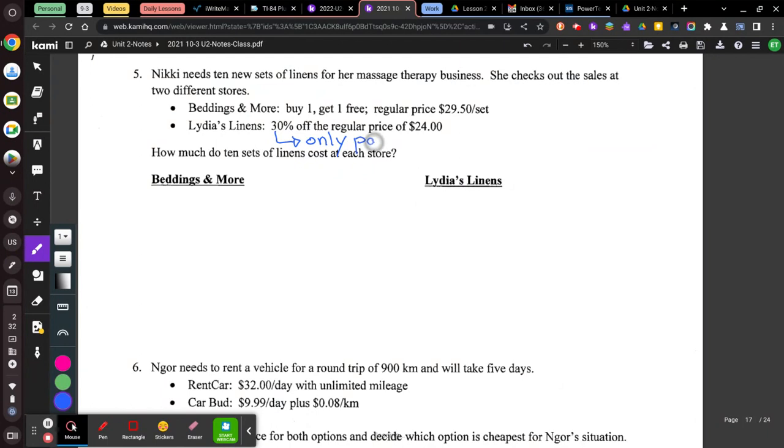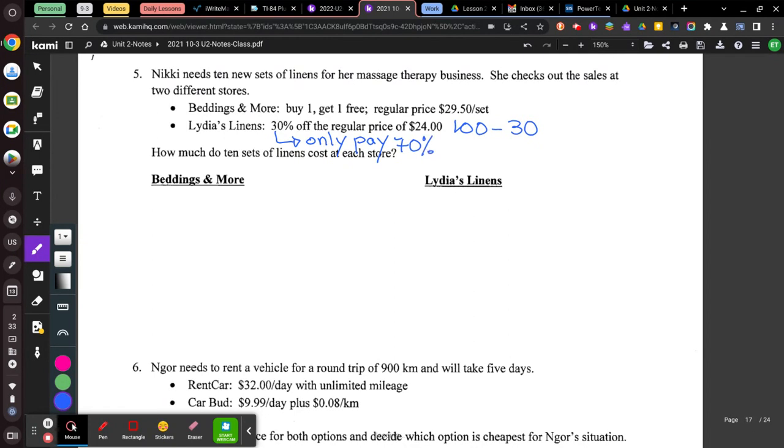Out of 100, how much would you pay if you get 30 off? What's 100 minus 30? 100 minus 30 is going to give us 70%. So we pay 70%. That's what we're paying.